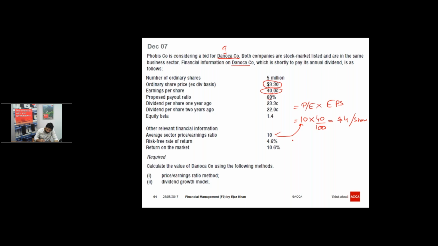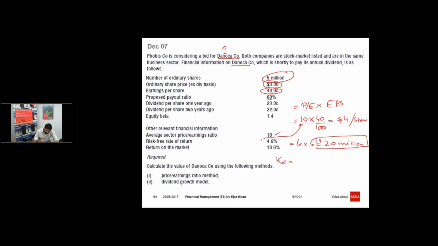Now we need to calculate the total value, so we need to multiply it with the number of shares. So 4 into 5, it will be $20 million. So the total value of the company using the price earning ratio will be $20 million. Now let's go to the dividend growth model. For the dividend growth model, we need the cost of equity of Denoka company. So let's first calculate the cost of equity for Denoka company.